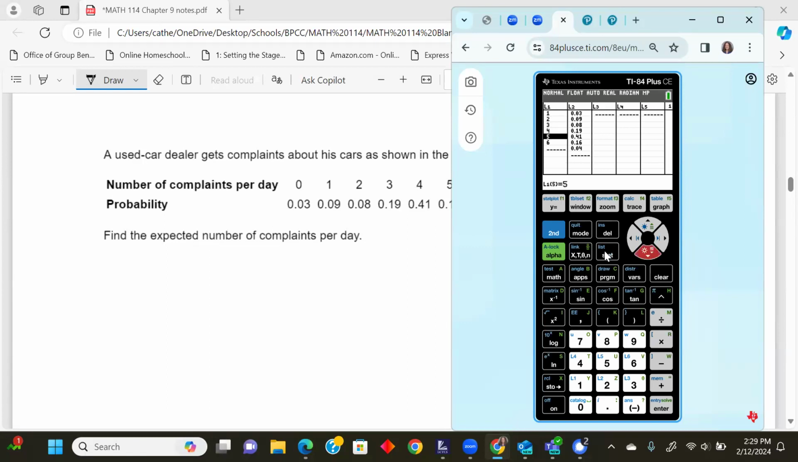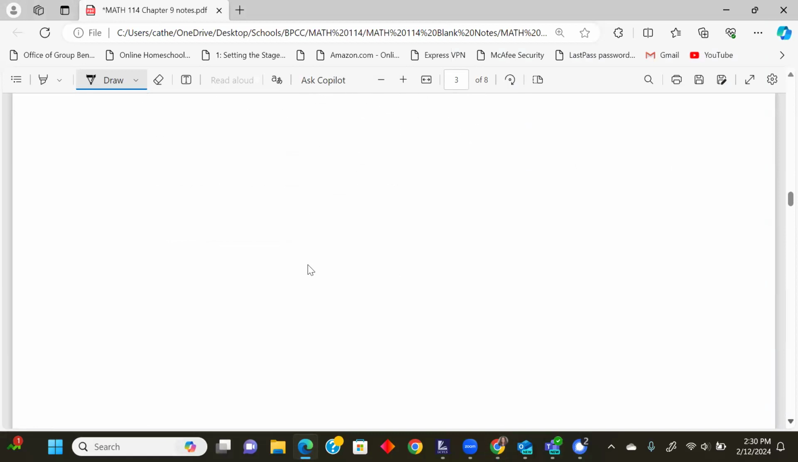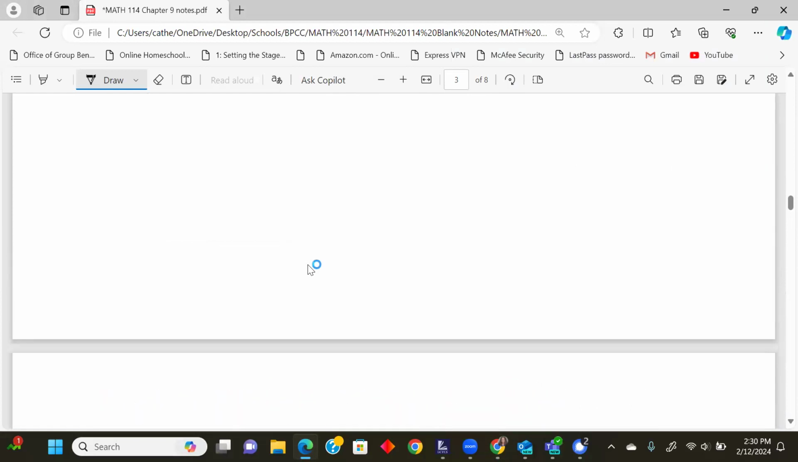When it says dimension mismatch, what it is, I have one value without a corresponding one. So I forgot the 0. So let's try this again. Stat, calculate, 1-Var Stats. So the expected number of complaints per day, or the average, is 3.5 per day. I believe. Okay. Yep. That is it for section 9.1.